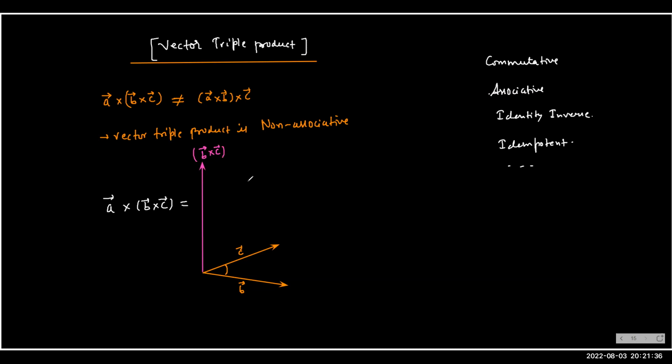The moment you take the cross with A, what will happen? If you choose any random vector in this space, the moment you take the cross again, it will come back to the plane of B and C. Do you realize this? No matter where A is, let me do it.